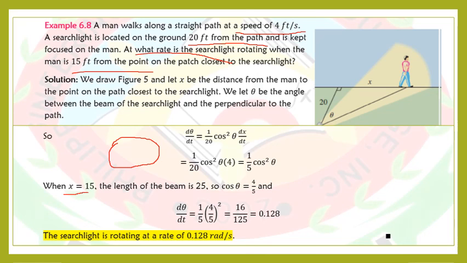So, when x is equal to 15, the beam of the light is 25. So, cosine theta is equal to 4 over 5. And d theta over dt is equal to 1 over 5. Substitute natin dito. Times yung cosine squared theta natin. Cosine theta natin is 4 over 5. Quantity squared, which is equal to 0.128. Therefore, the searchlight is rotating at a rate of 0.128 radians per second. So those are the examples of related rates.